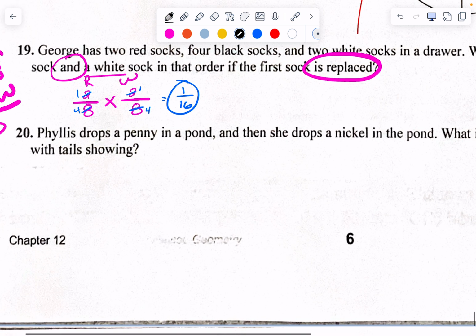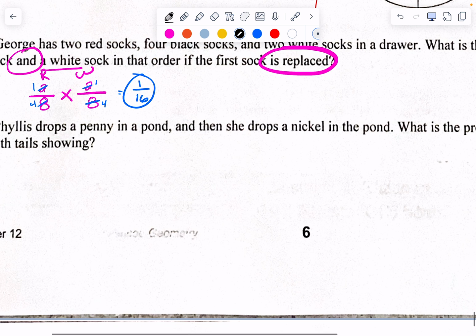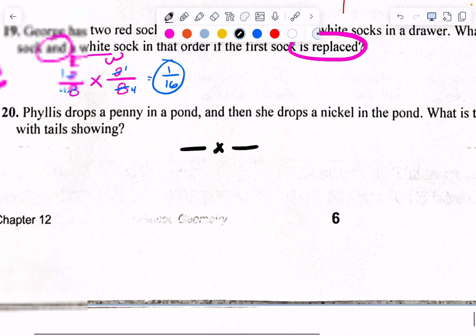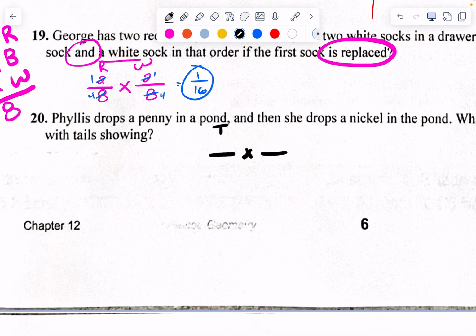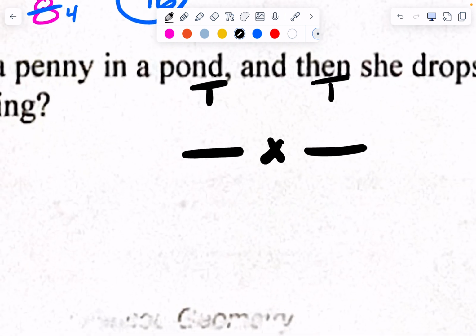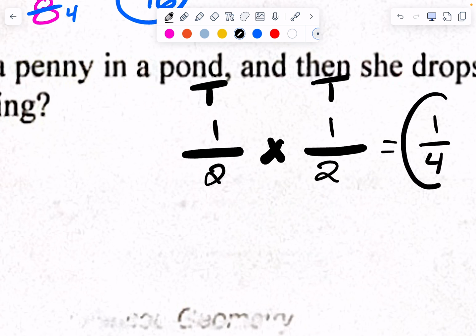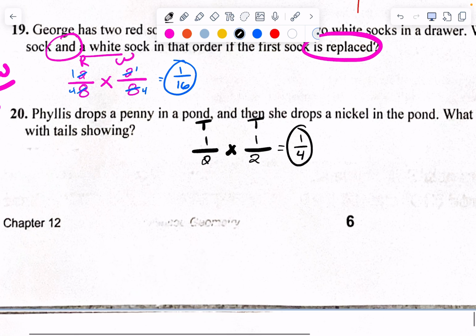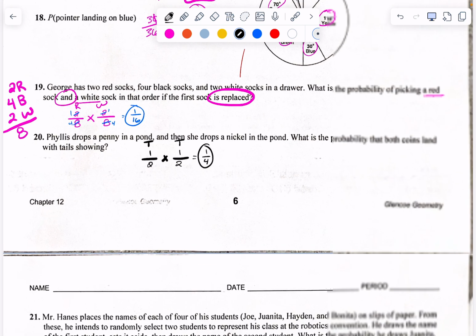Phyllis drops a penny in a pond, and then she drops a nickel into a pond. How many things is she doing? 2, which means we are multiplying. Okay. What is the probability that both coins land tail showing? So I want a tail and then another tail. 1/2 is the chances of it landing tails, and 1/2 is the chances of it landing tails, which is 1/4. Which is a quarter, or 25%, or 0.25. However you want to do that.